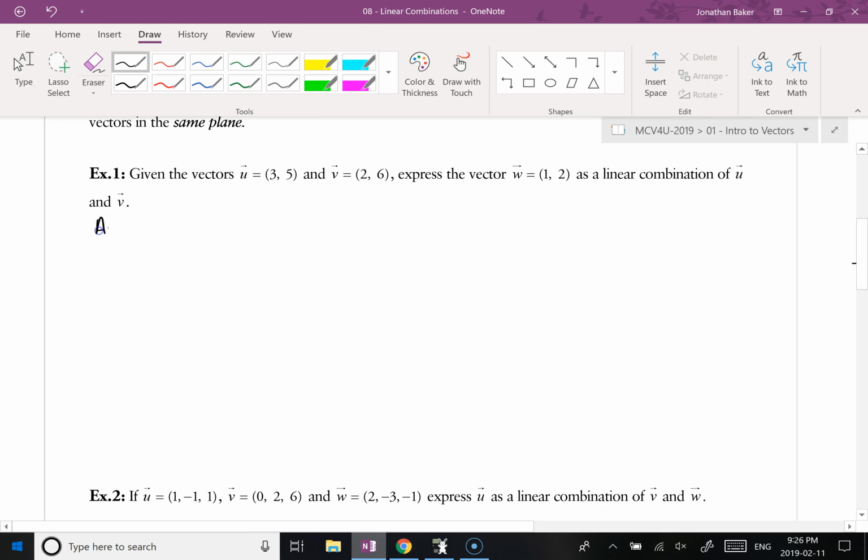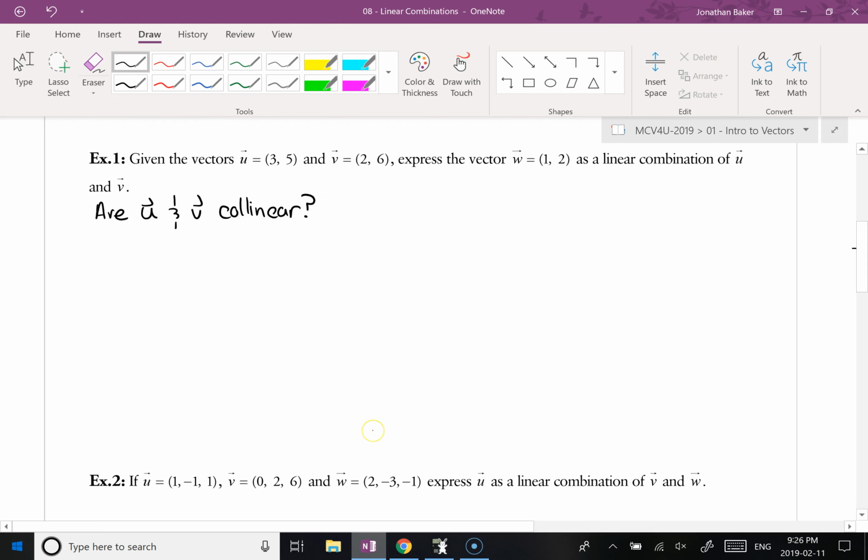So we could say, are u and v collinear? We just need to ask this, and we need to show that this is not true. Well, we can say, is u a multiple of v? Is u equal to k times vector v? Well, how can we determine this?